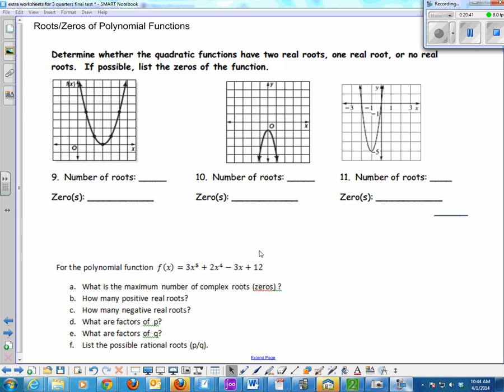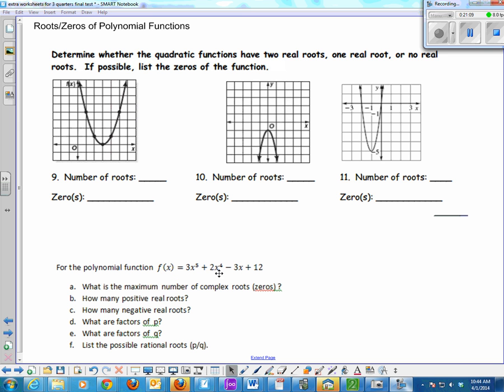Okay, for this, we're looking at the polynomial function. The degree is 5, so the maximum number of complex roots or zeros is 5. How many positive roots is Descartes' rule of sign changes? So I see 1, 2, so 2 or 0 positive real roots. For negative real roots, you would have to plug in your f of negative x and count sign changes.